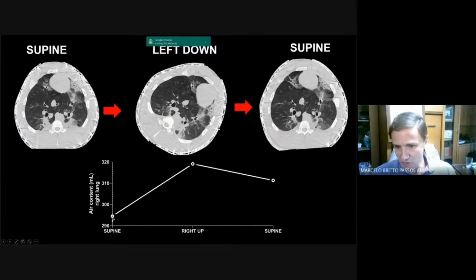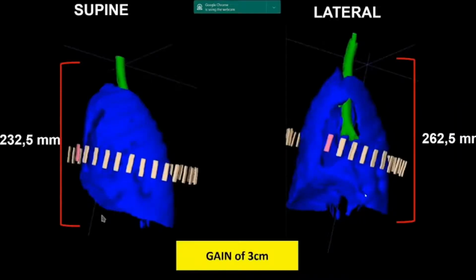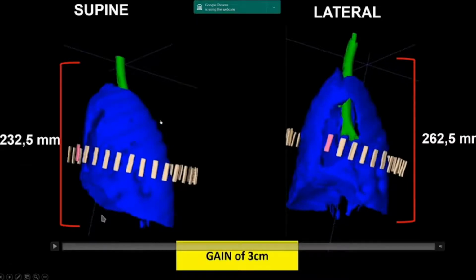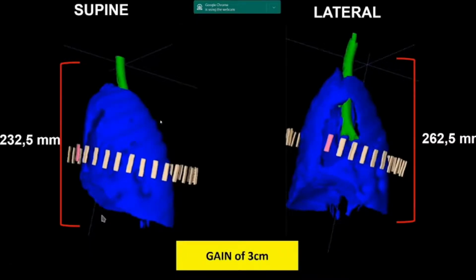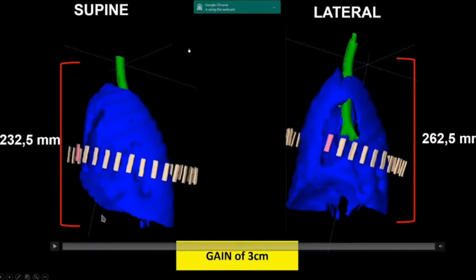This was very surprising. As you can see here, the air content in the CT, this is for the right lung, increased a lot during the lateral tilt, so this lung gets overdistended for the same PEEP level, but afterwards you have a recruitment effect that you can use to your benefit. Let's see the 3D reconstruction of this patient. We can see that after the procedure, so we tilt to one side and then we tilt to the other side, your lung is larger.